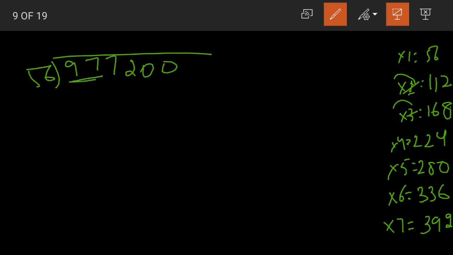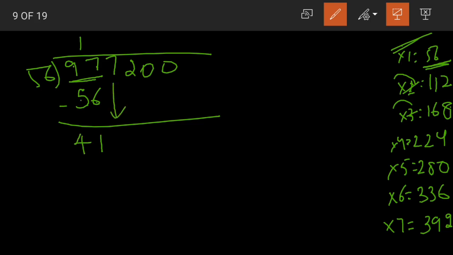If you look at the first two numbers, 97. It comes between 56 and 112. We'll go with the smaller number. 56 ones are 56. Now when we subtract, 7 minus 6 is 1, 9 minus 5 is 4. Now bringing another number down, that is 417 children.